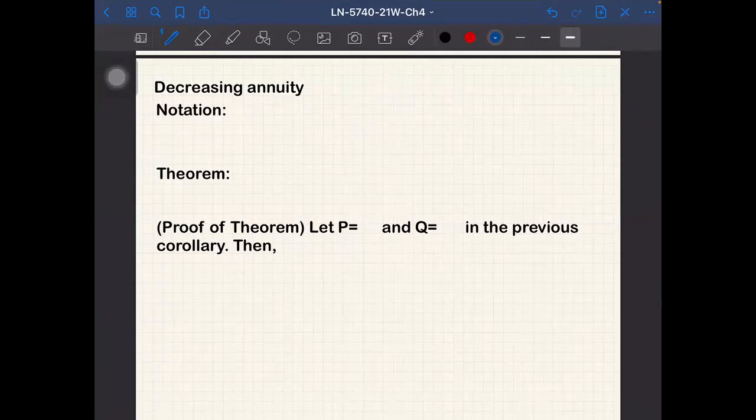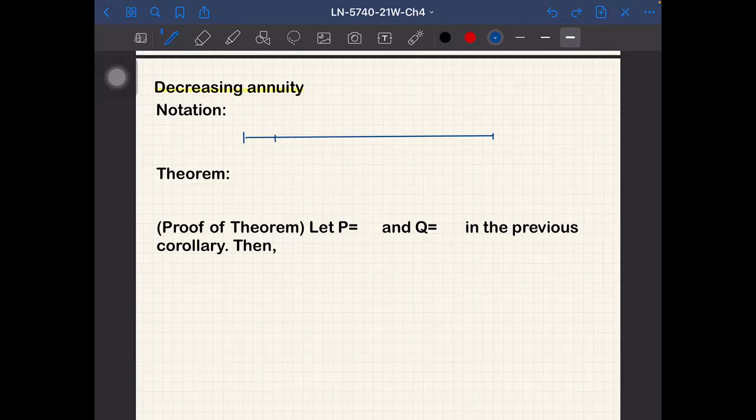Hi, we continue the section 4H. This time we introduce the decreasing annuity. So the notation: if an annuity is decreasing linearly over time, the present value of that annuity is called (Da)_angle n.